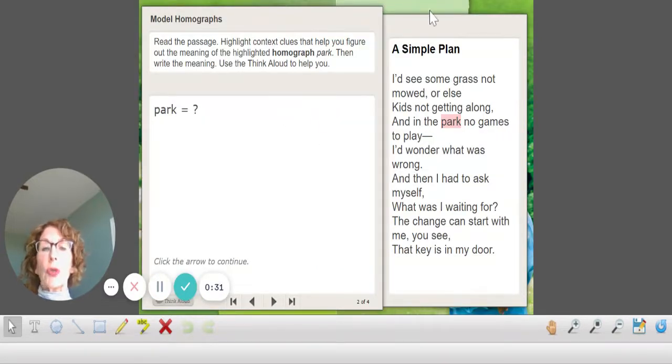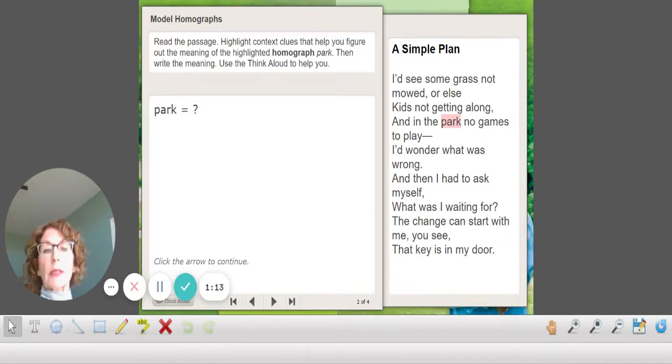So what we're asked to do is read a passage and highlight context clues that help you figure out the meaning of the highlighted homograph park, and then write the meaning, of course, right here. All right, so first of all, when I think of park, I think of the verb, as in, please go park the car in the garage. I also think of park as an area of land set aside for recreation. So what we'll do is go ahead and read the passage and look for context clues so we can determine which homograph it is. Okay?